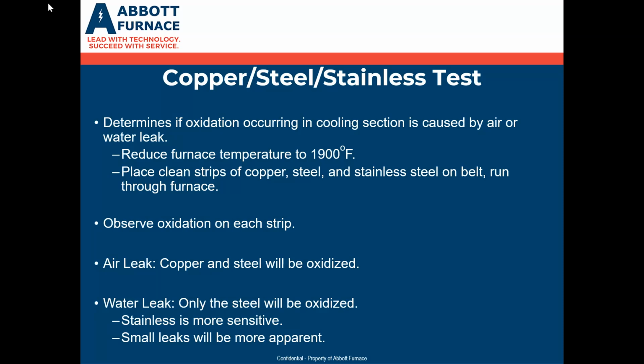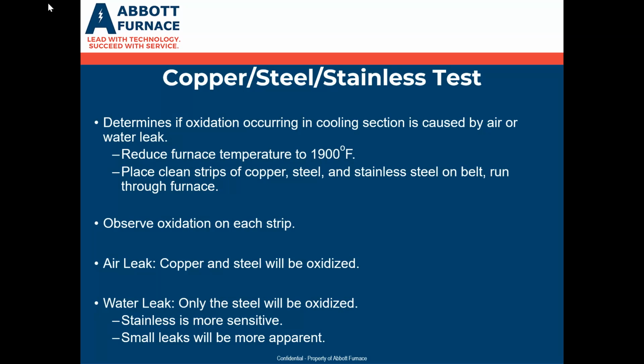Copper melts at 1980, so we just have you reduce the temperature a little bit. We like you to go to a nitrogen atmosphere so that there's no reducing gas available to miscue the readings. So we go to a nitrogen atmosphere and we'll put a piece of copper, a piece of steel, and a piece of stainless steel on the belt, let them travel through the furnace, and then we'll look at the oxidation on each strip.